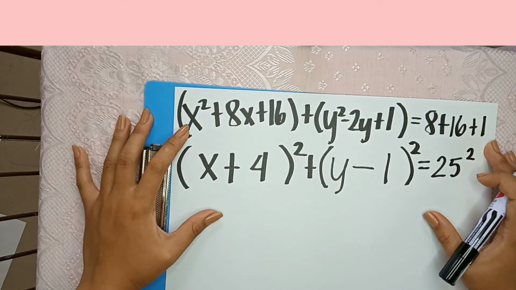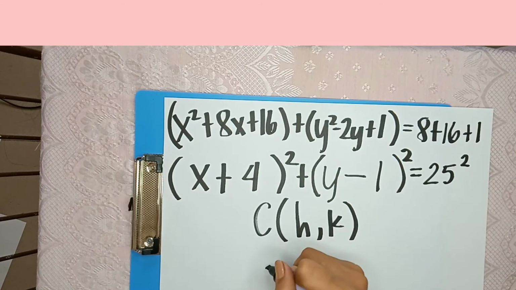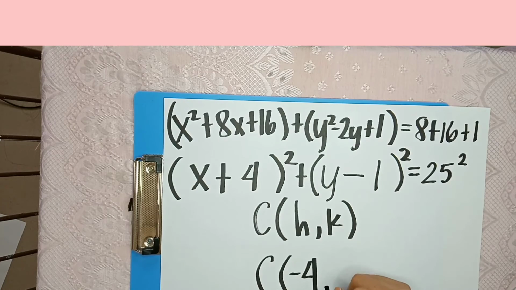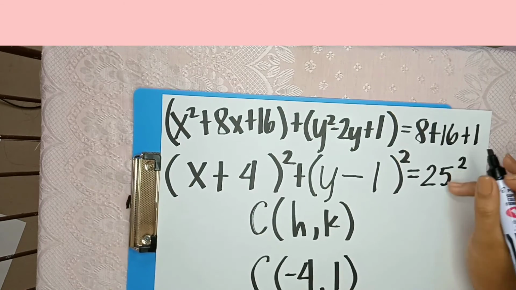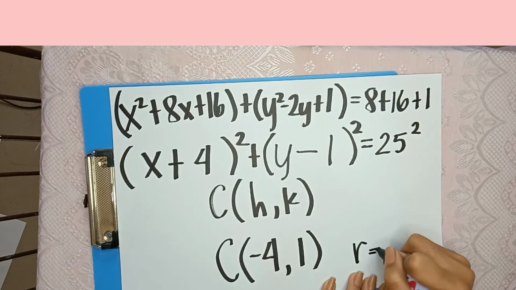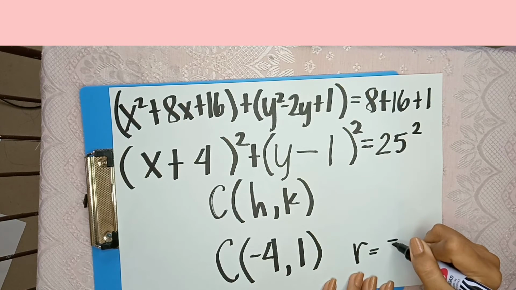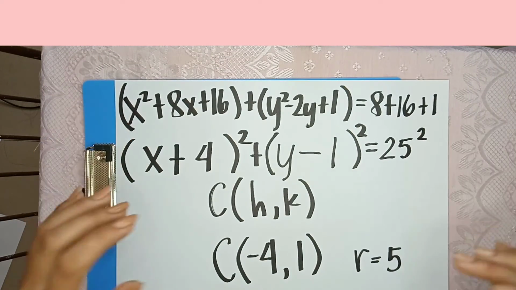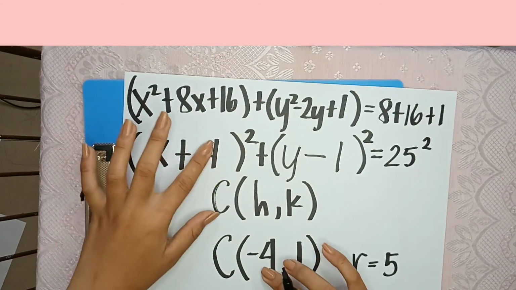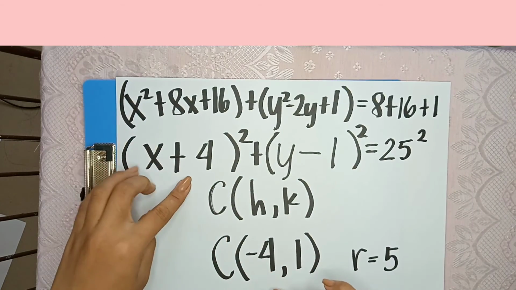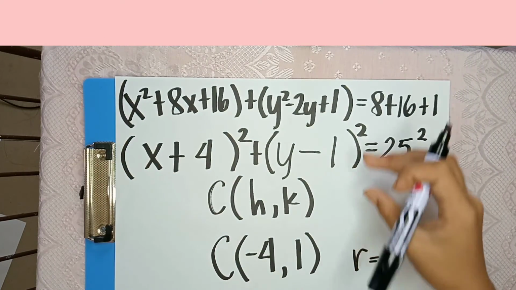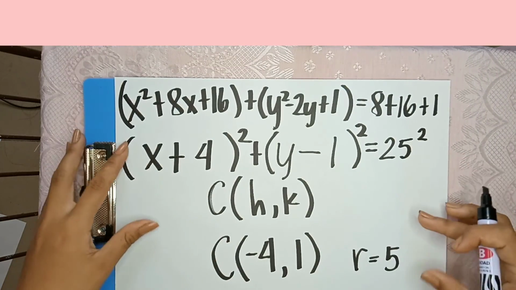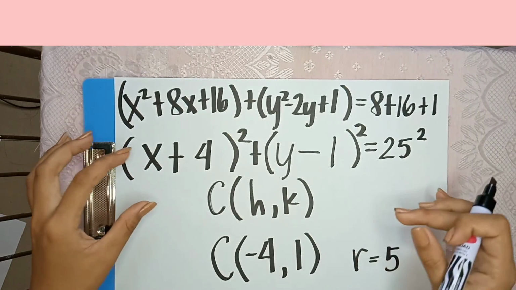This is the standard form wherein the center is (h, k). The value of our center is negative 4 and 1. Our radius is the square root of 25, which is 5. In writing the value of our center, we put the opposite sign of these values. As you can see here, we have positive 4 in our final answer, but the center has negative 4. And here we have negative 1, but the value in our center is positive. So we have to write the opposite of this.